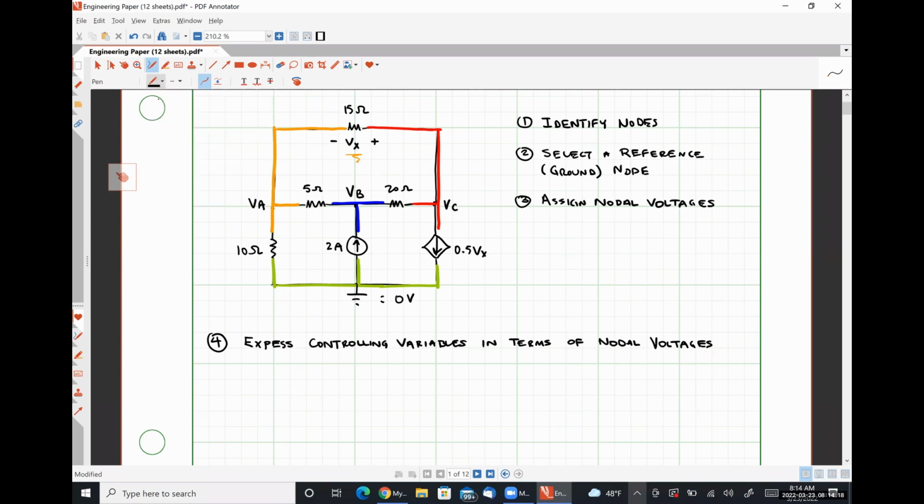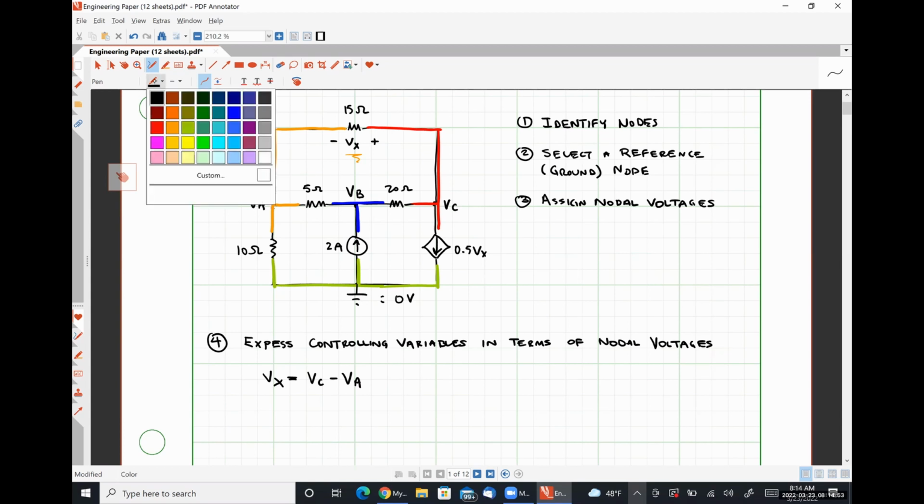So we observed that Vx is equal to Vc minus Va. Anytime we want to express a voltage, it's always going to be the nodal voltage at the positive polarity terminal minus the nodal voltage at the negative polarity terminal. Always, always, always, okay?